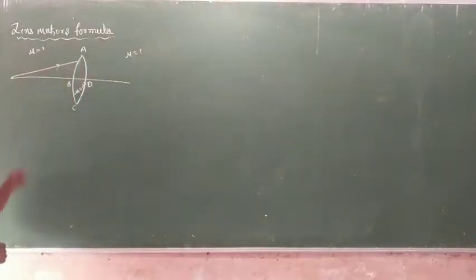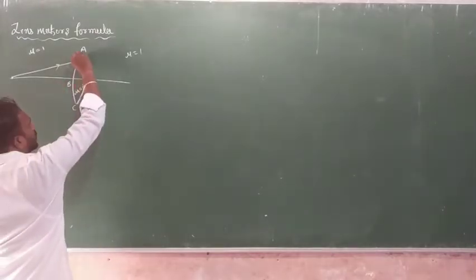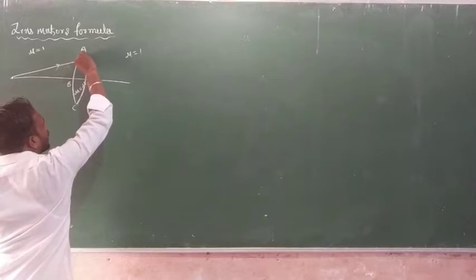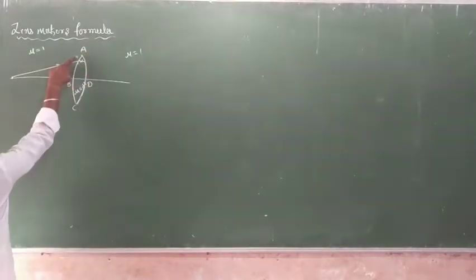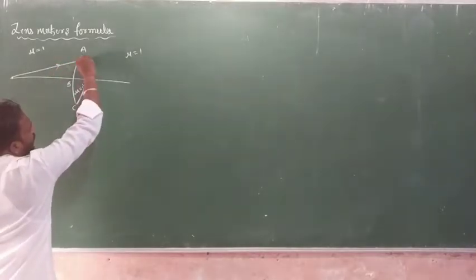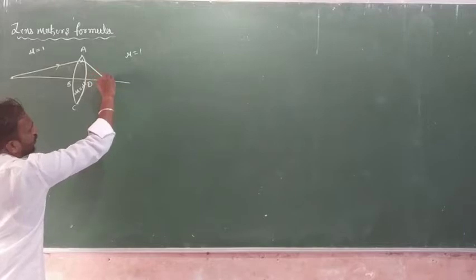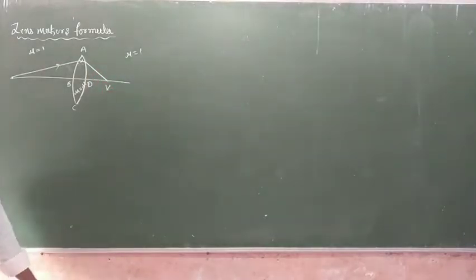The incident ray comes from this object and is incident on the first surface of the convex lens. Then this light ray is refracted, and this is the refracted ray. This refracted ray is incident on the second surface. Then again this light ray is refracted, and here we get the image. This is the actual position of the image.